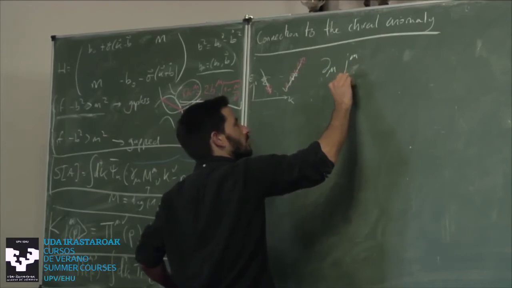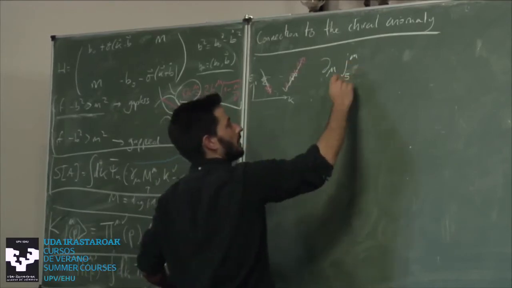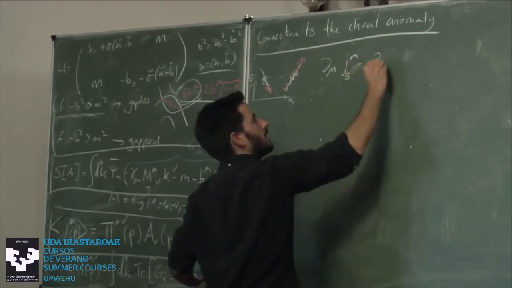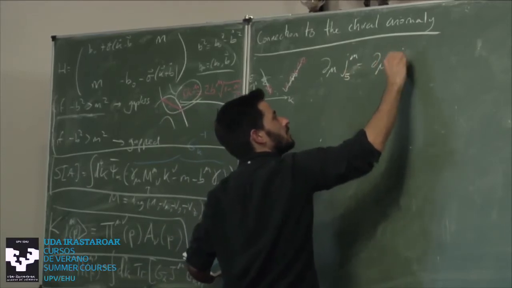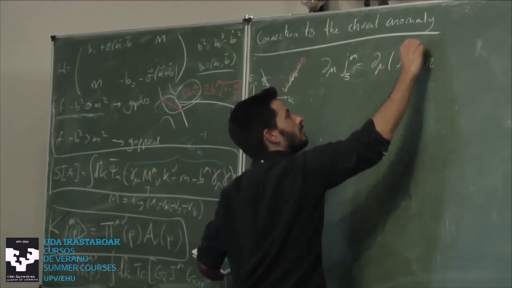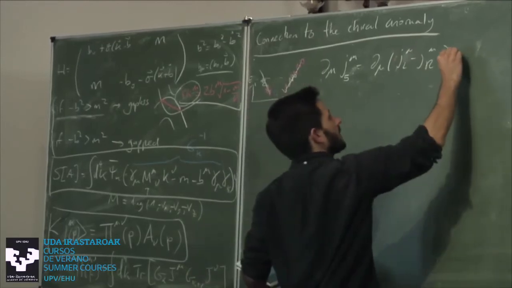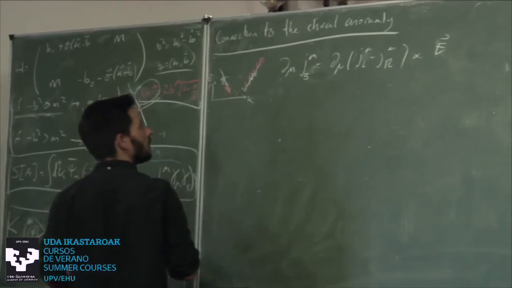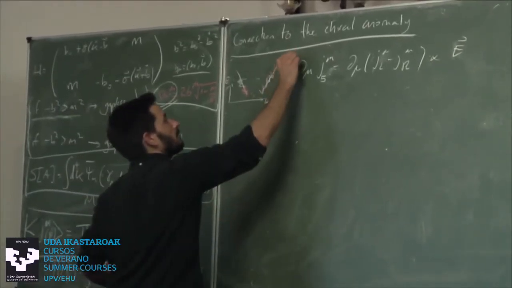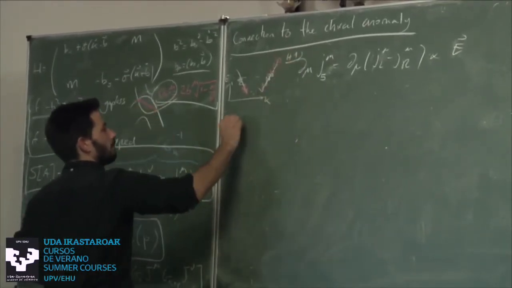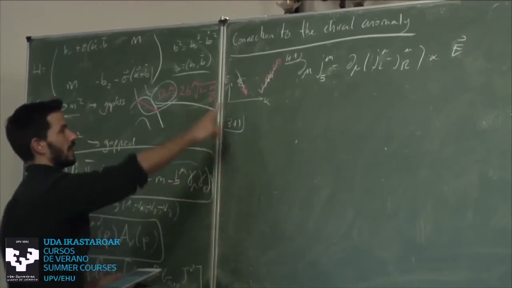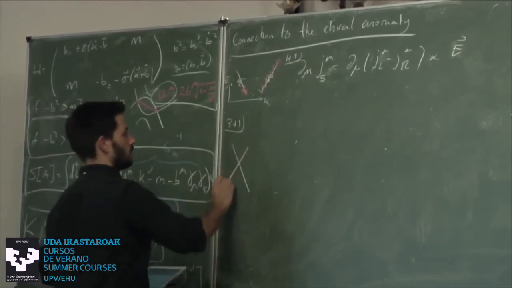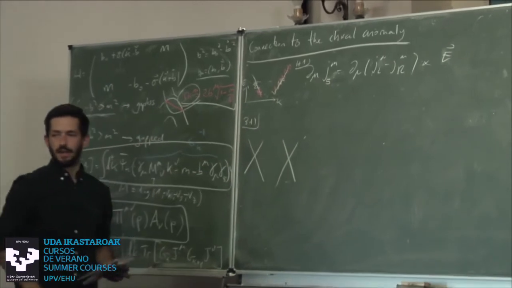it's usually called the J5, which just means J left minus J right, and is proportional to the electric field. This is what I already explained, so this is 1 plus 1. Now in 3 plus 1, how do I get to this situation? Well, I start with 2 Weyl nodes, and I apply a magnetic field.